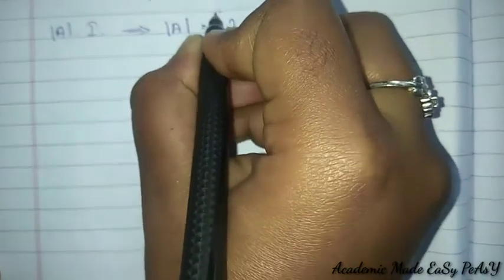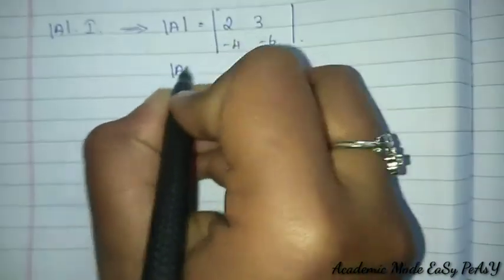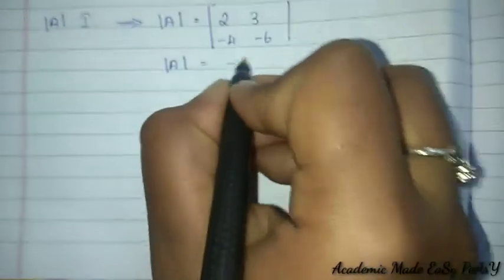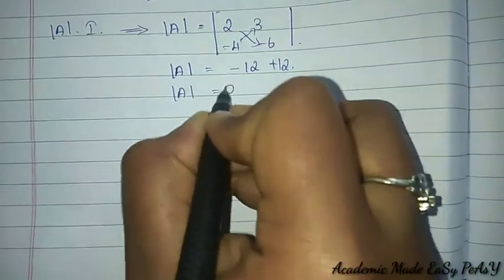So now what I have to prove in the next is determinant A into I. So first I will start finding the determinant of A. So what is the determinant of A? 2, 3, minus 4, minus 6. So I will be taking the determinant of it. So determinant A is equal to minus 12, minus of minus. Using X method only I am finding. So minus of minus is plus 12. So determinant A is equal to 0.